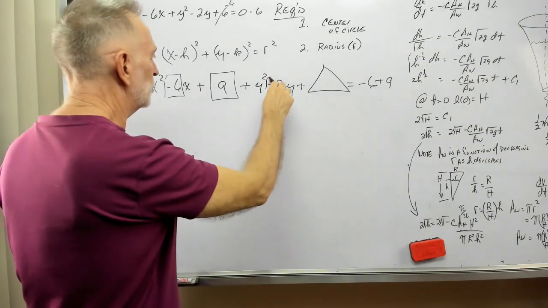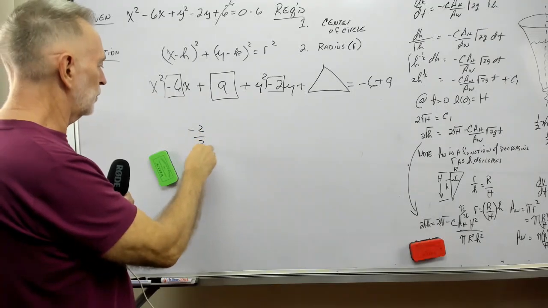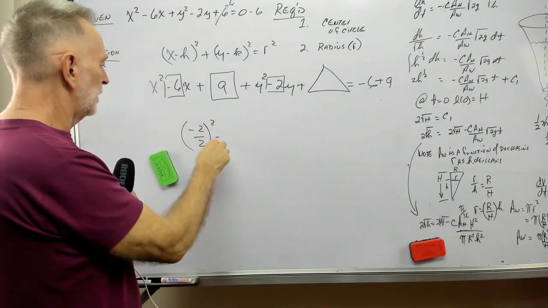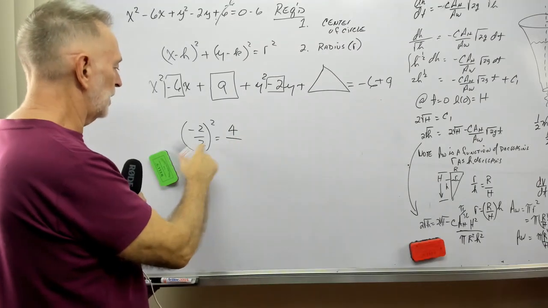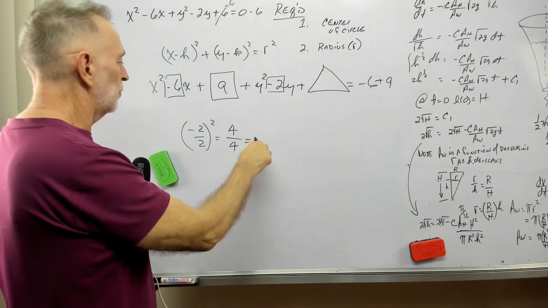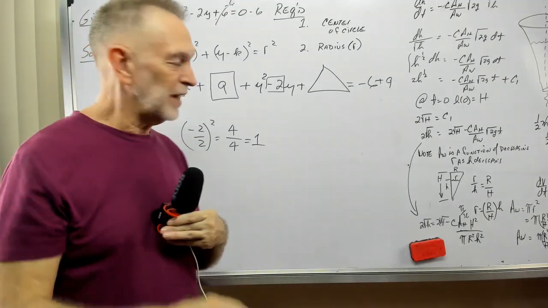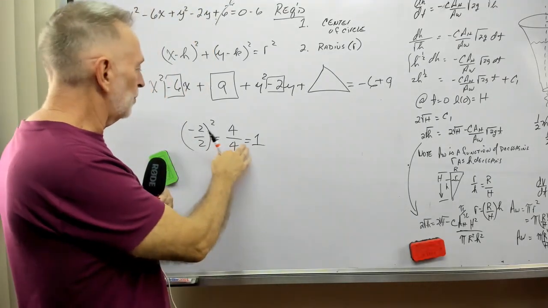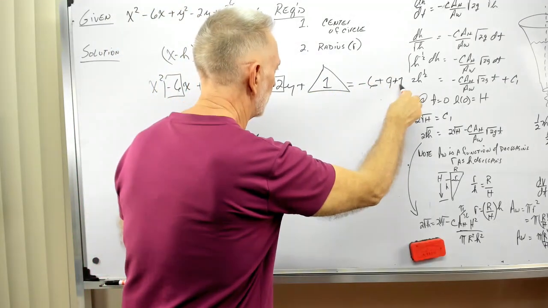What about this one? I have a negative 2. So negative 2 over 2 squared. Negative 2 times negative 2 is a positive 4. 2 times 2 is 4. 4 over 4 is 1. If you say 0, I'm coming to your house. Okay, we're adding 1 here, so I need to add 1 here.